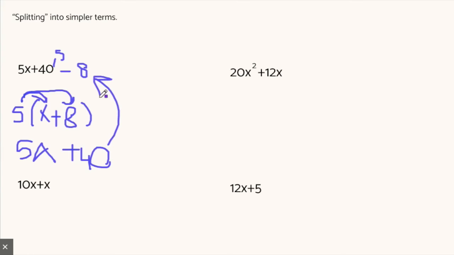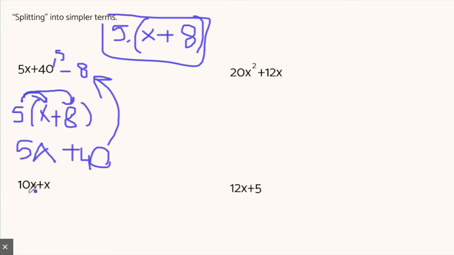It's the same thing. So if the question said factor 5x plus 40, you would take whatever these two numbers have in common, which is 5, outside. And when you divide 5x by 5, it's x. When you divide 40 by 5, it's 8. And that would be your answer.